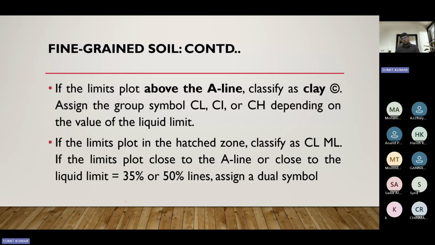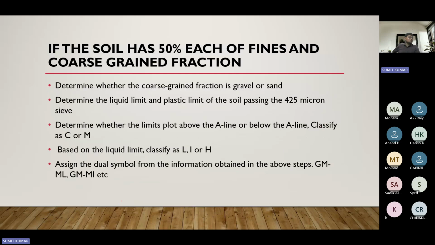And if the limit plots close to the A line or close to the liquid limit 35 or 50% line, assign the dual symbol. I will show you an advanced chart which I have prepared for myself at some point of time in the next class for this classification system, if there is any confusion even after today's discussion.